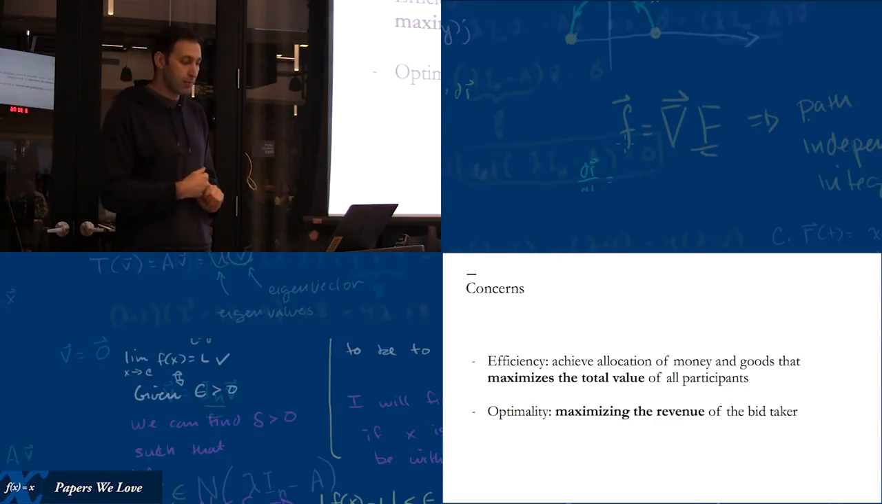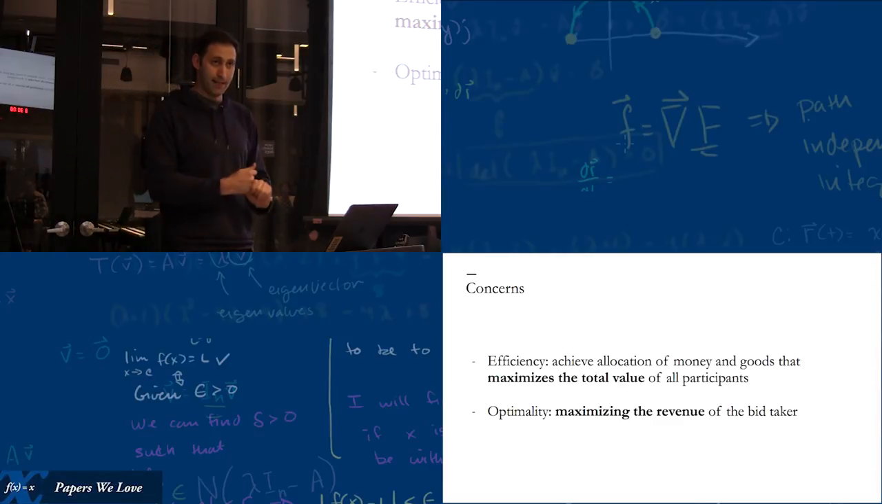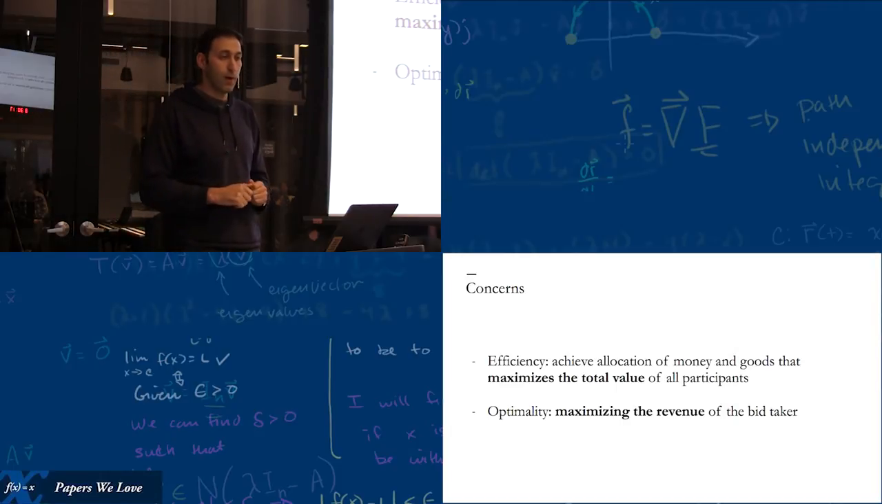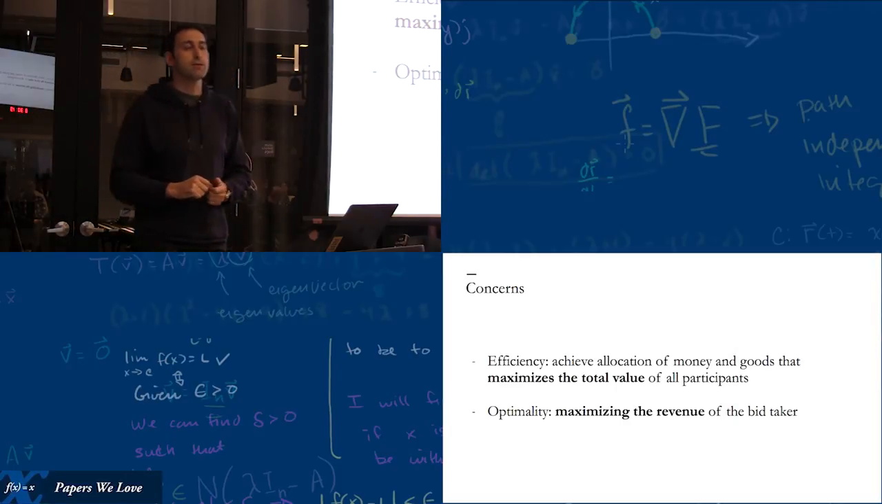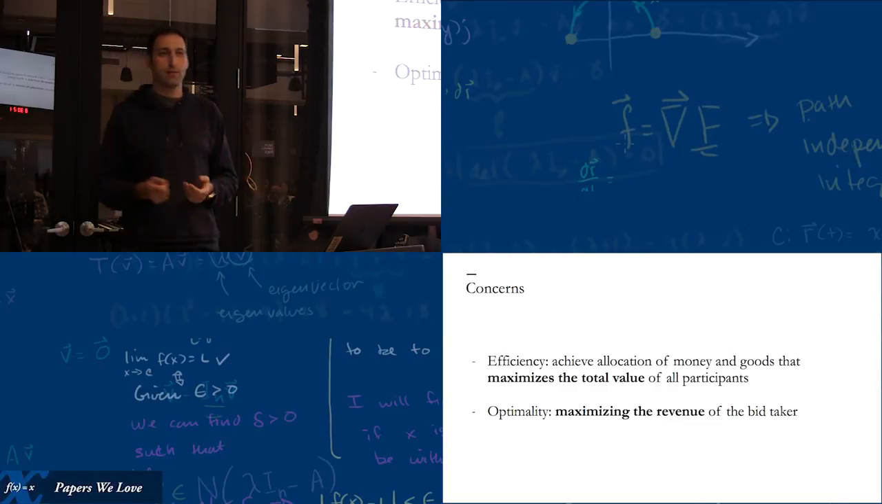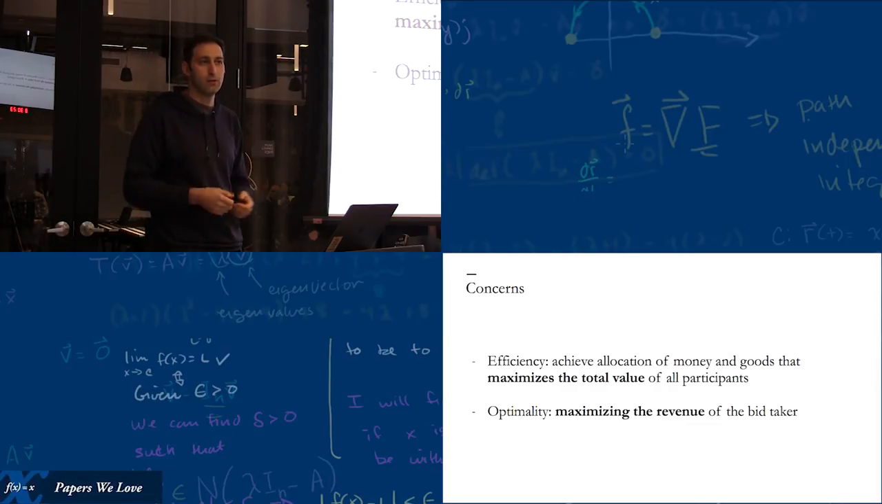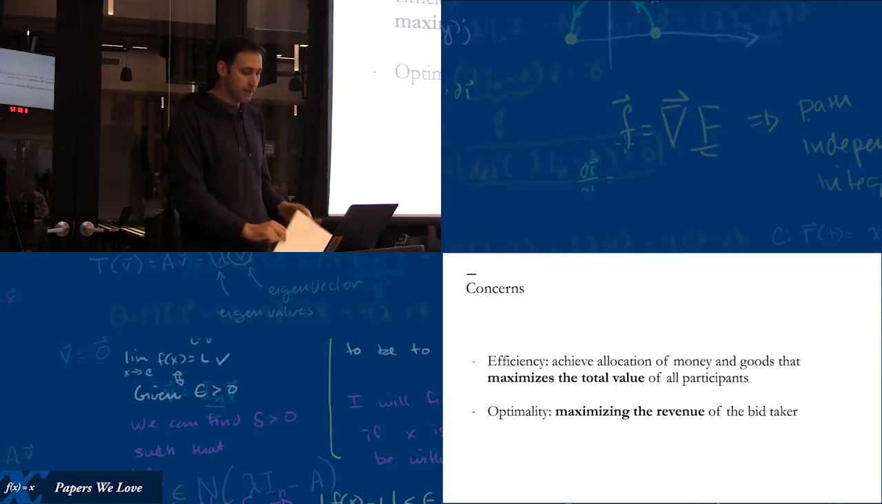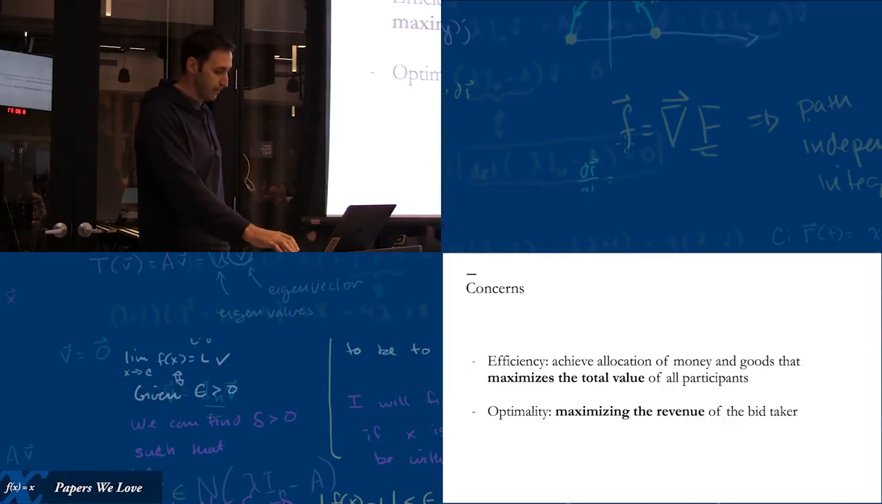There are though some auctions that are concerned with optimality, such as maximizing the revenue for the seller. So maybe you're trying to sell something for the most amount of money. And why would you do that? Well, if you're an auction house, then you're trying to maximize your revenue. And so you're running the auction, you might as well get the most money. So you don't care if it's fair or not fair to all the participants. What you care about is your fees. And so optimality is maximizing the revenue, usually of the bid taker.